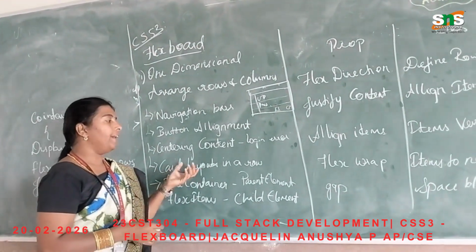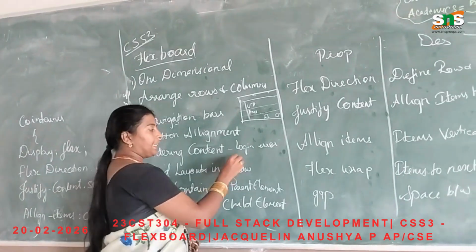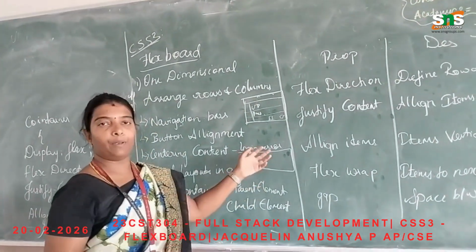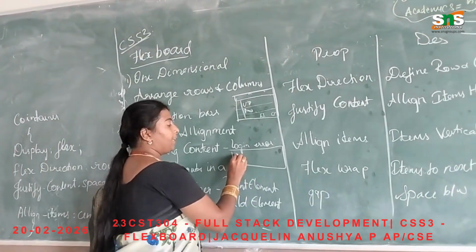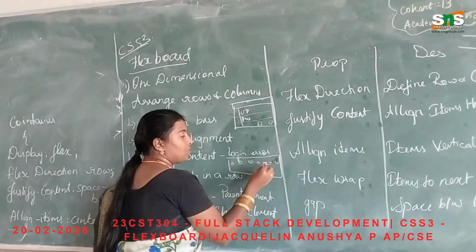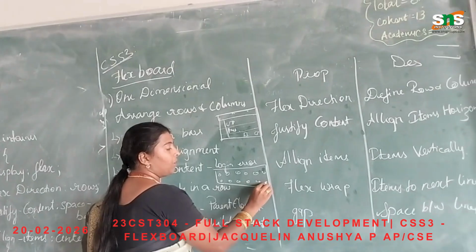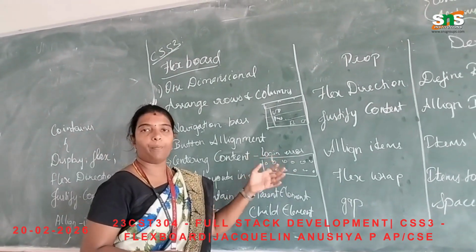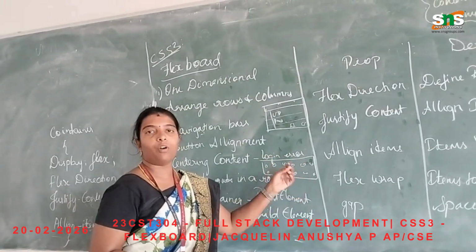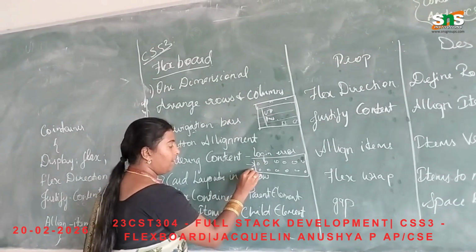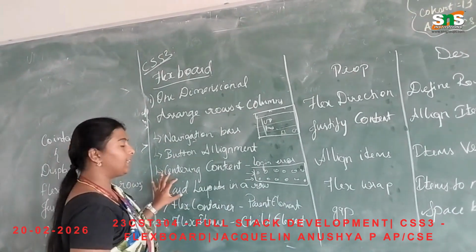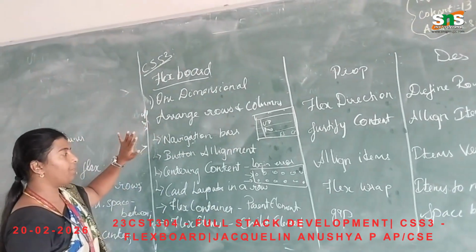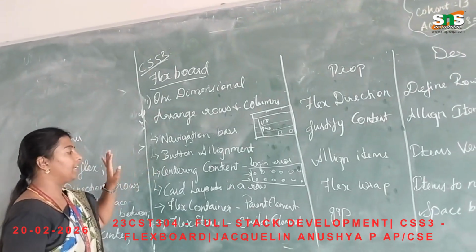Next is card layouts in a row. For example, if I have many web pages, you can take the SNS course, where we have many institutions' logos. If you see, everything is aligned in a particular row, but each image or logo has its own topic, title or college name, whatever it is. It aligns in a particular row, and that is where card layouts are used.